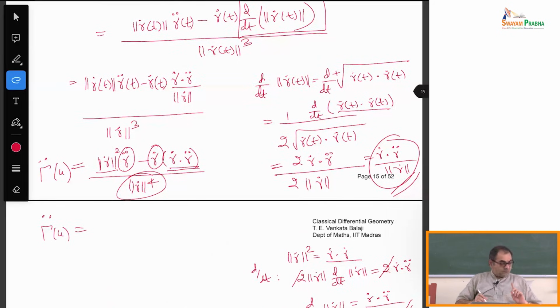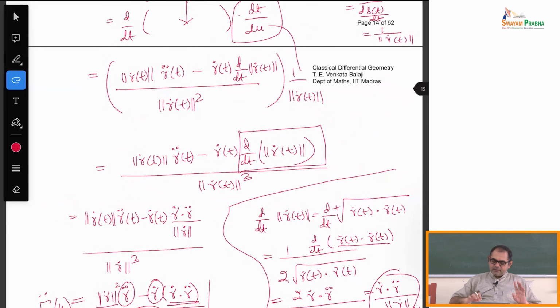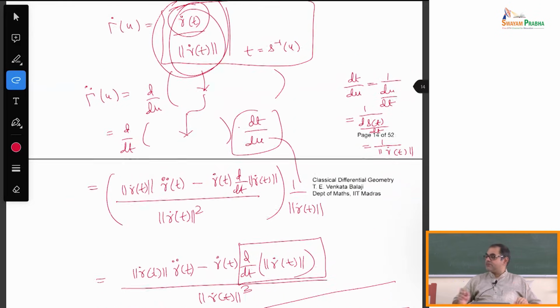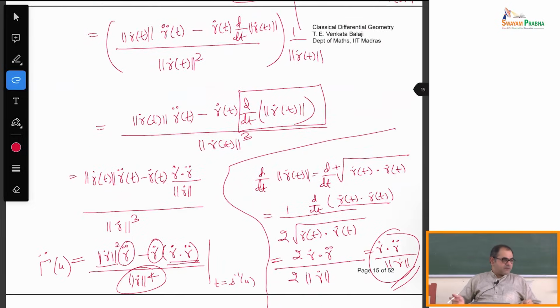And how do you reconcile with the u? There is always this t equal to s inverse u sticking around all the time. If you remember, there is this t is equal to s inverse u there, so that both sides are functions of u.